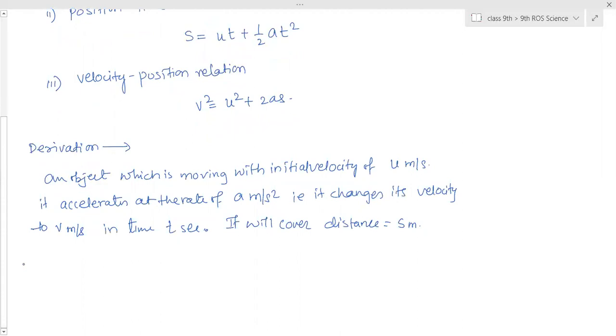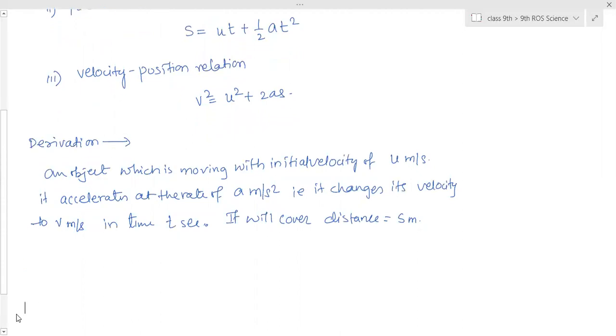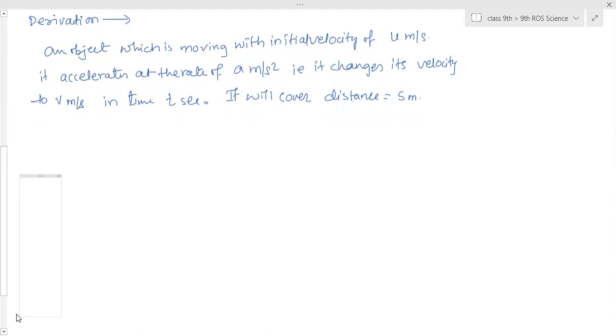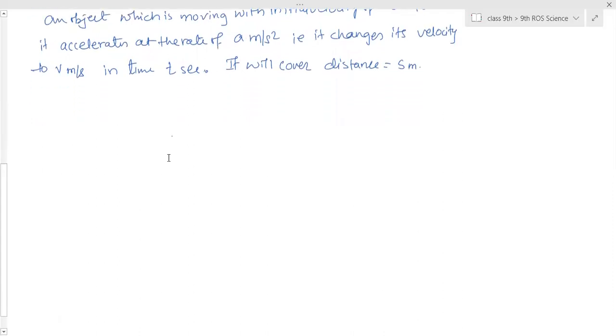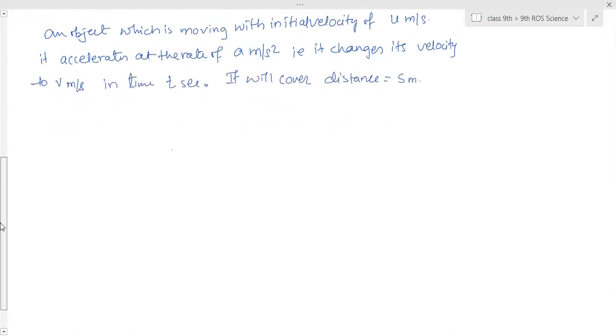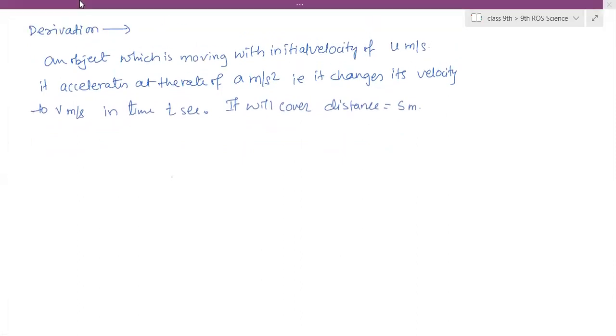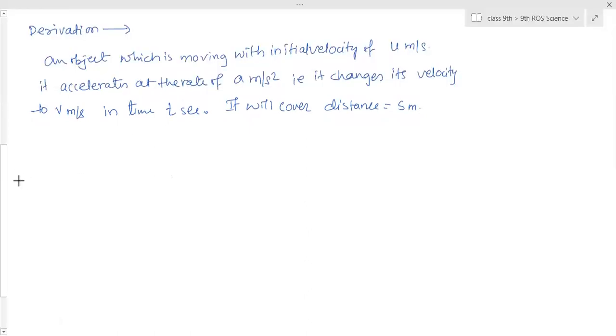Now we have to take an object which is moving with the initial velocity of u. So how does the graph look? We have to draw the velocity time graph because we have to show a change in velocity. Here there are no values; the values are u, v, a and s. It starts from 0. Time is on the x-axis in seconds. Speed is on the y-axis in meter per second. Initial velocity is u meter per second.